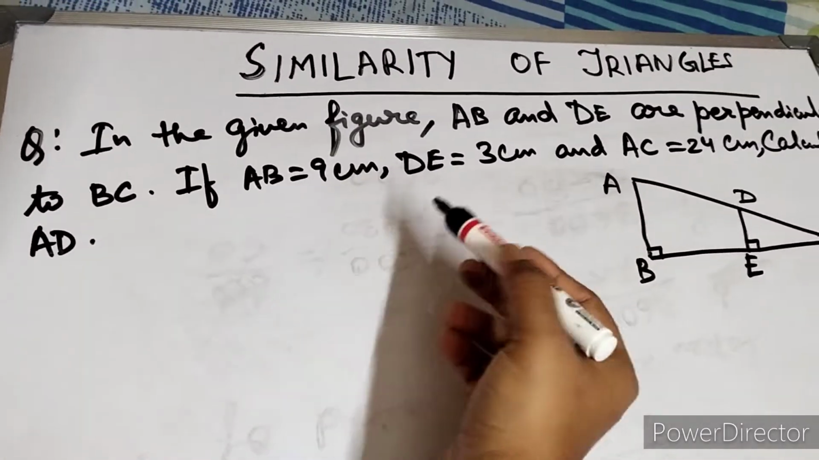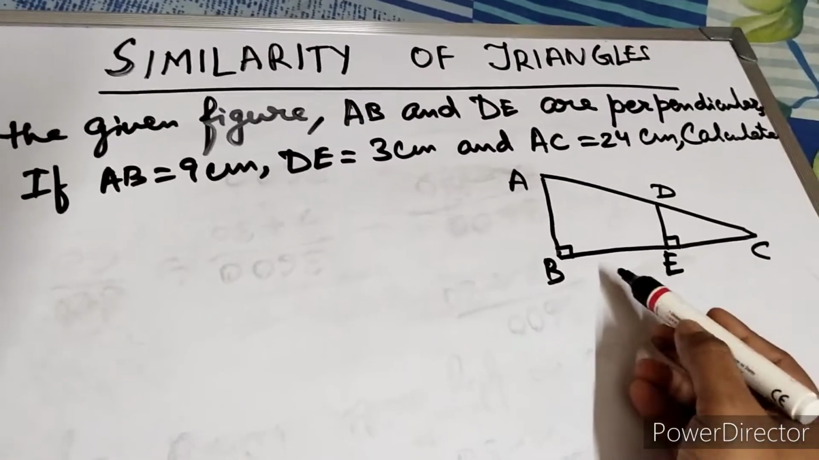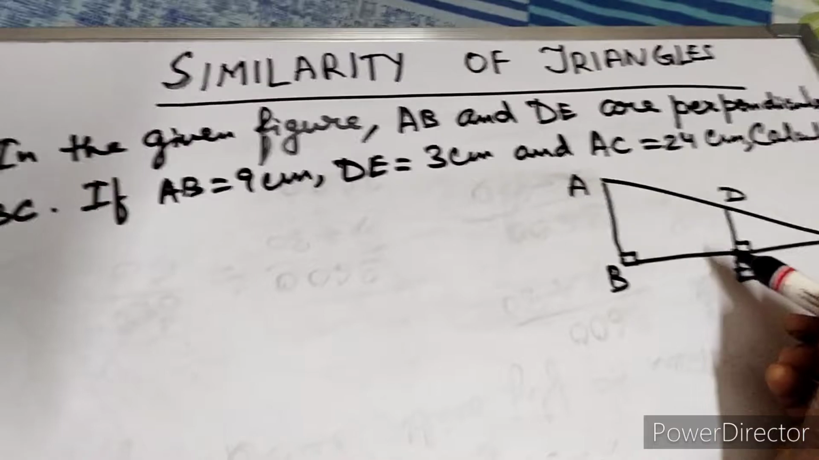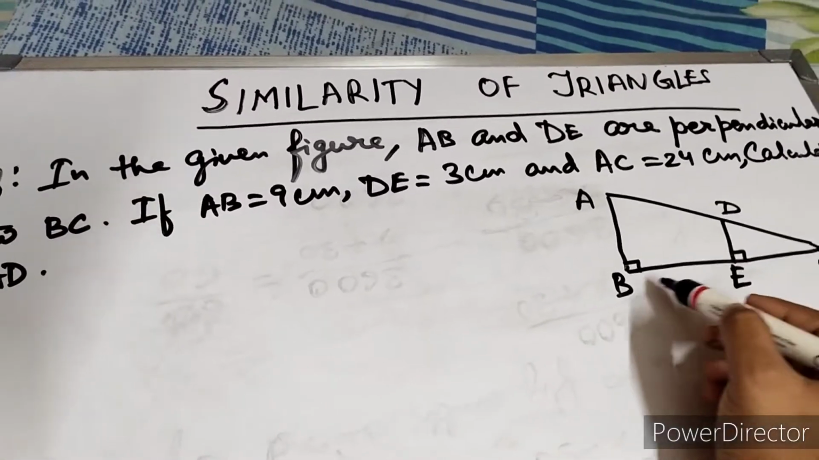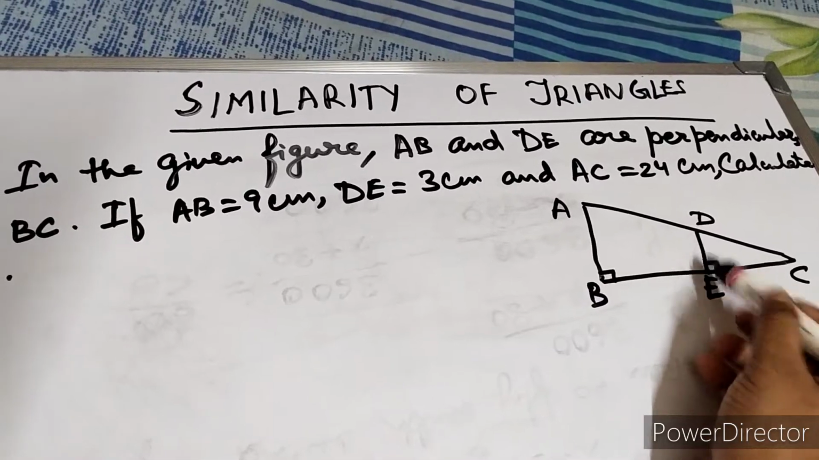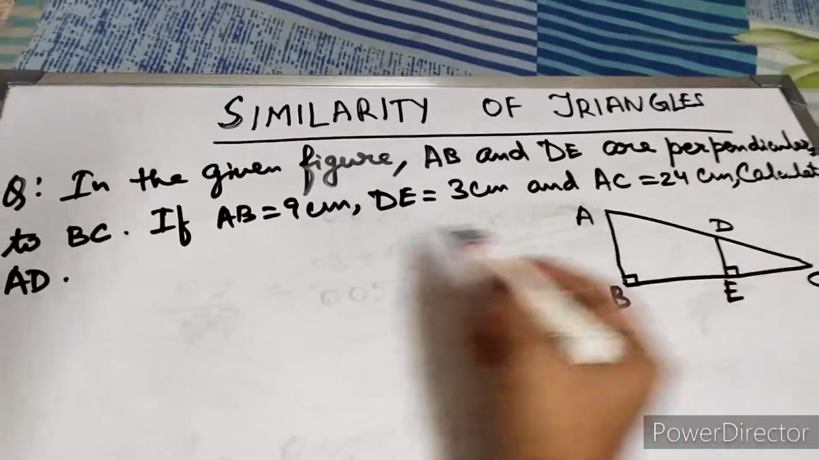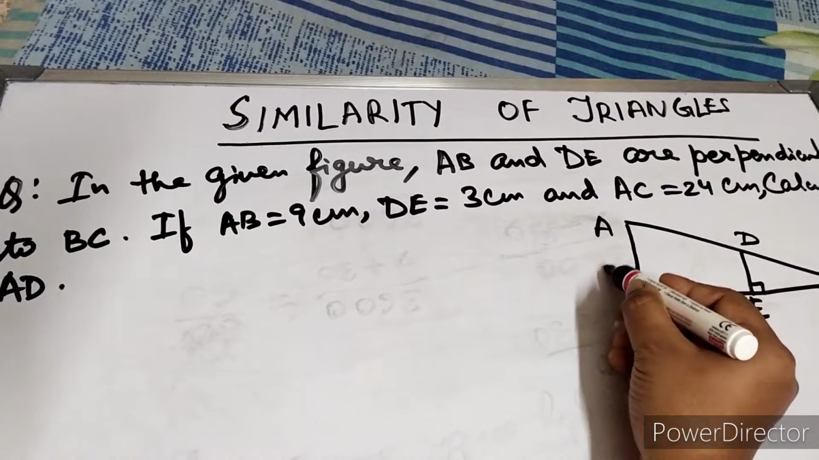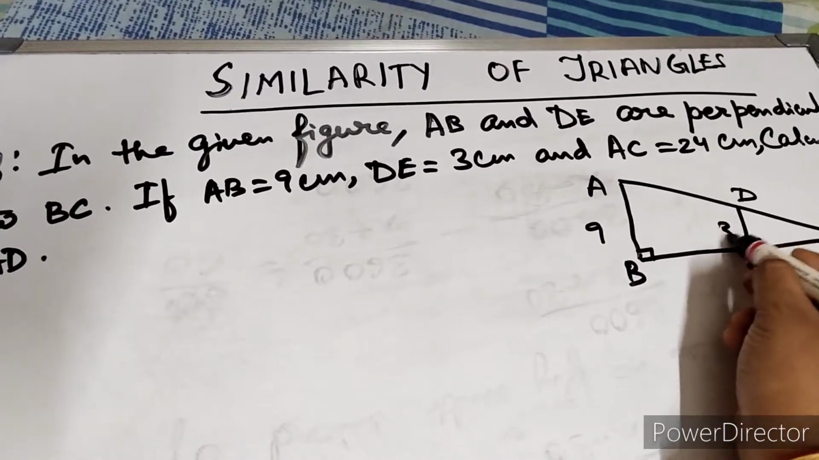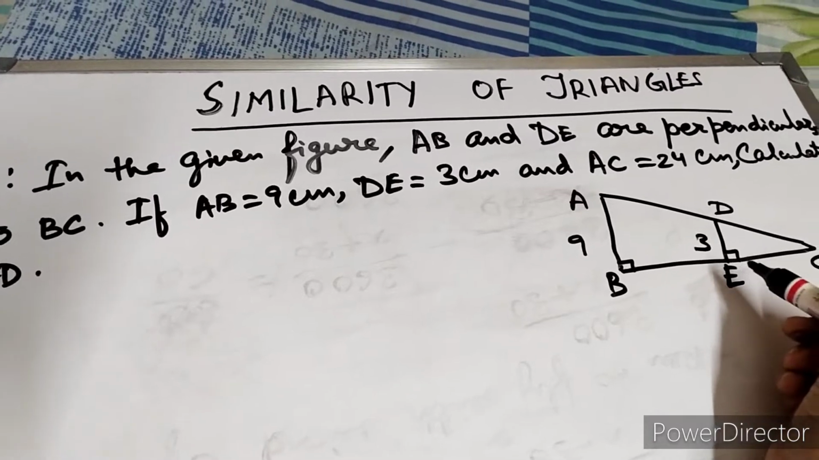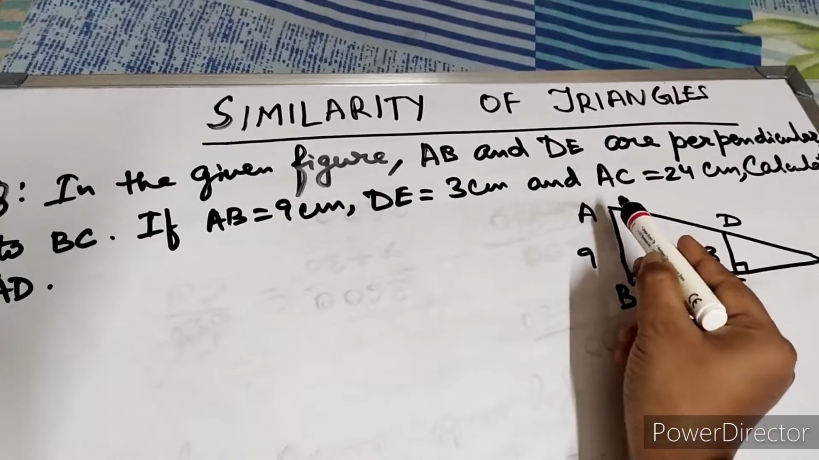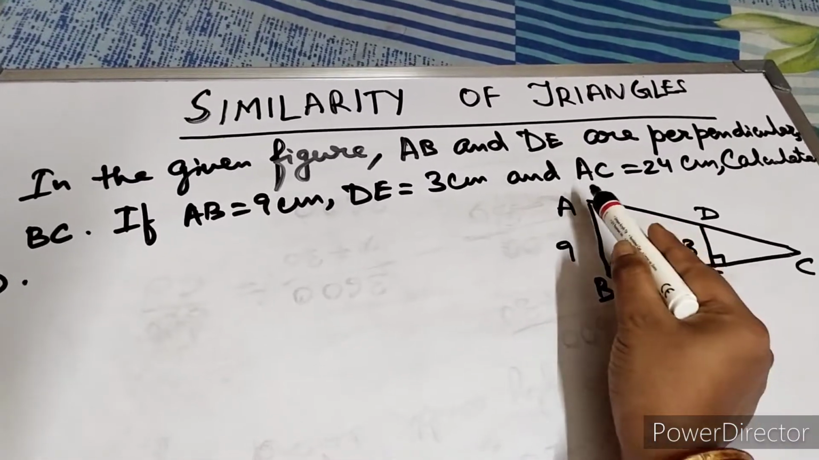So let us consider one question. In the given figure, see this figure, AB and DE are perpendiculars to BC. See, this is BC, this is perpendicular to BC, and DE is also perpendicular to BC. If AB equals 9 centimeter, DE equals 3, and AC equals 24. This AC equals 24. Calculate AD. AD means this much.